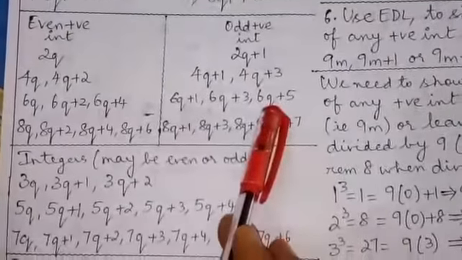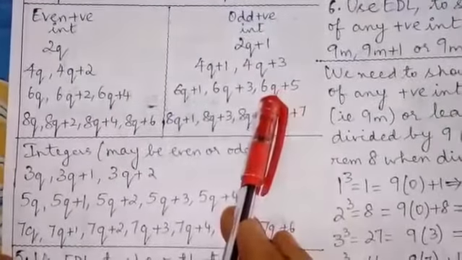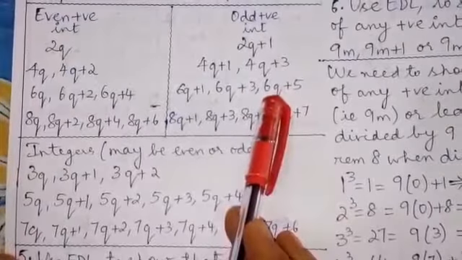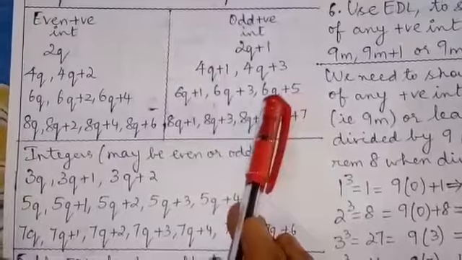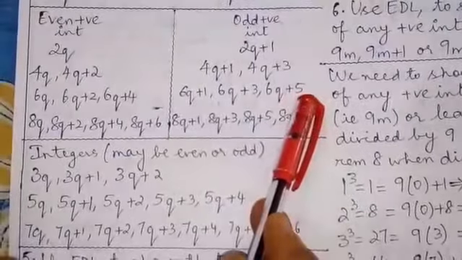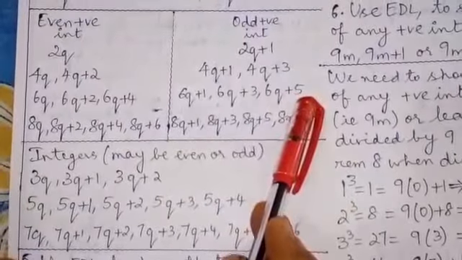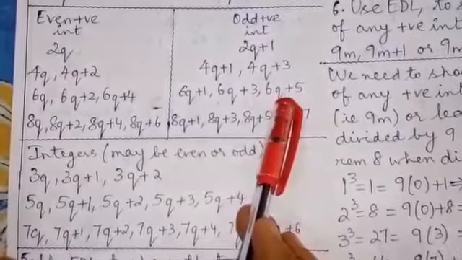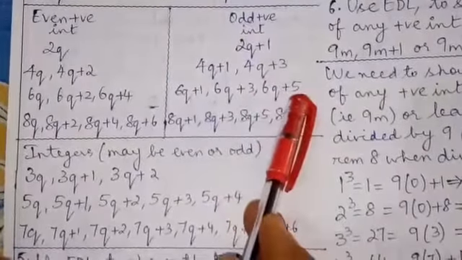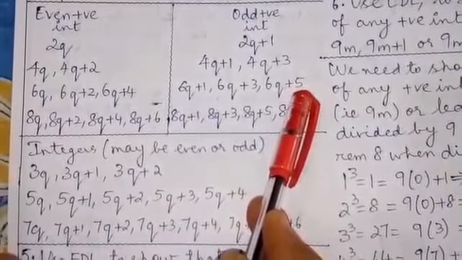Now let's take up 6q plus 5. Say when q is 0, 6 into 0 plus 5, which is 0 plus 5, which is 5, is odd. When q is 2, 6 into 2, 12, plus 5, 17. 17 is odd.